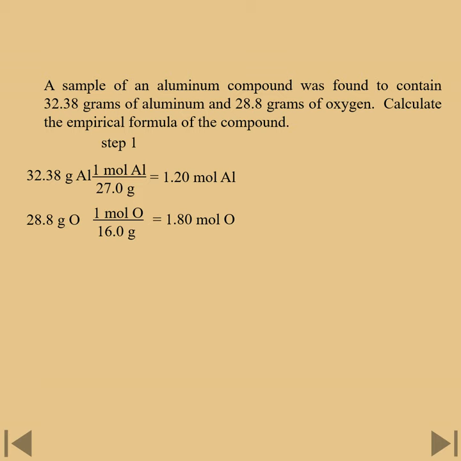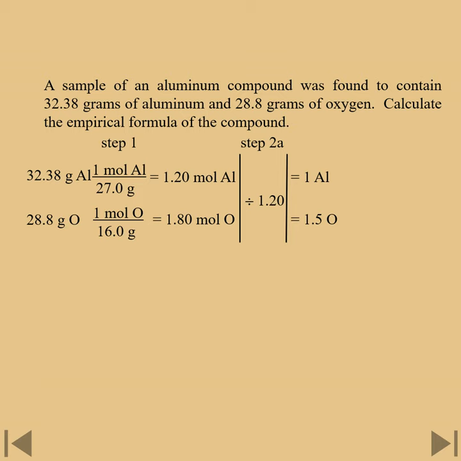Now this is the mole ratio, but they're not whole numbers, so step 2a, we're going to divide each by the smaller number. So we're dividing each by 1.20 moles to give us 1 aluminum and about 1.5 oxygens. So that 1.5, that's not a whole number, so that's where we're going to have a step 2b come in.